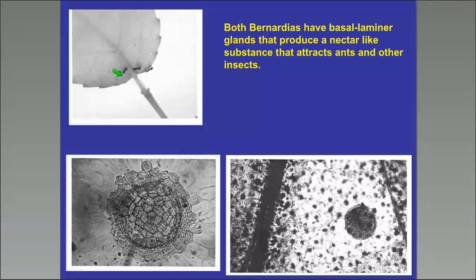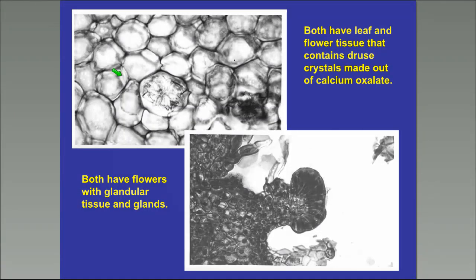Do you think they would be part of the pollination ecology of the plant? Well, inside the leaf of the plant, look at this section right here, because both of these Bernardias have calcium oxalate crystals called druse crystals that are embedded in the cells throughout the leaves, the petioles, the flowering parts of the plant.